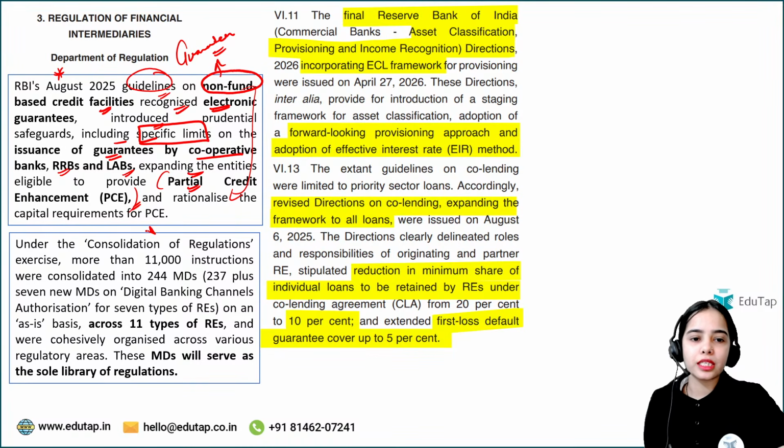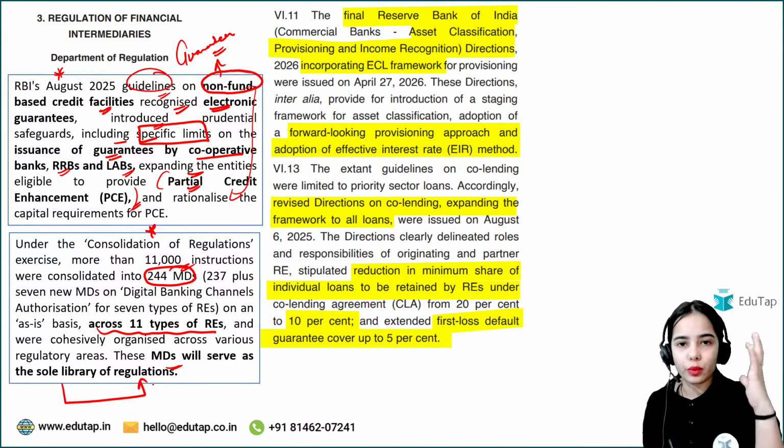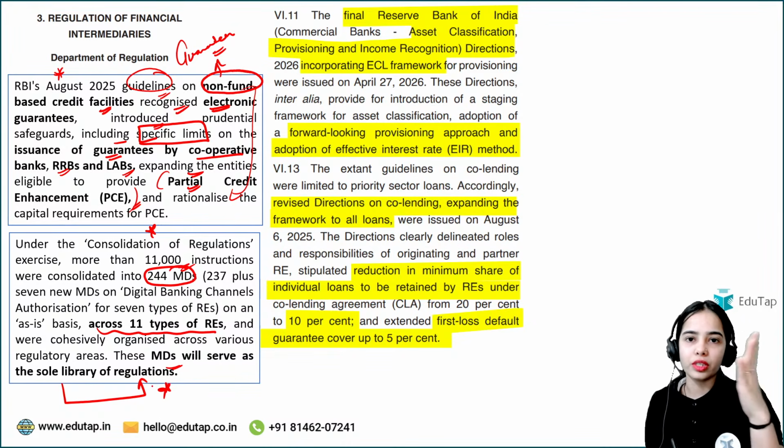Now next, under the consolidation of regulations exercise, more than 11,000 instructions were consolidated into 244 master directions across 11 types of regulated entities, and now it has been said that these master directions will serve as the sole library of regulations.